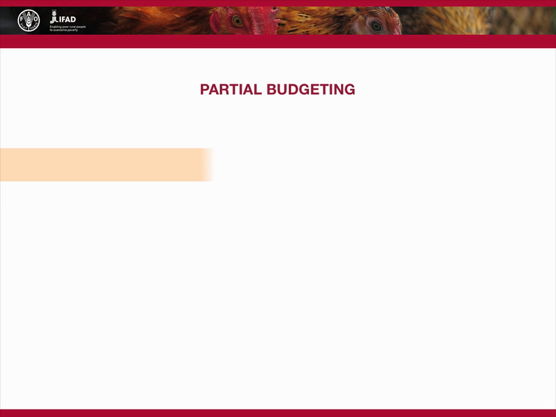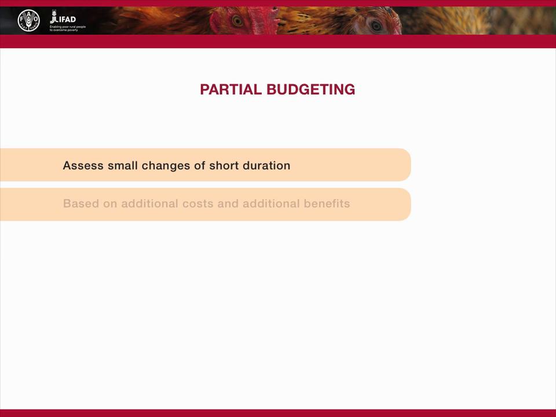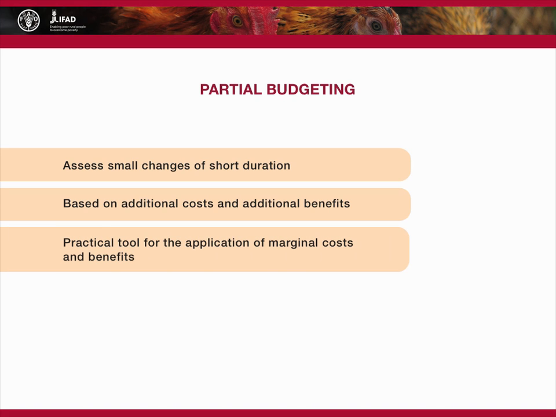Partial budgeting is a tool used to assess small changes of short duration. It is based on additional costs and additional benefits, and is a practical tool for the application of marginal costs and benefits. It is used for limited time frames, such as one production cycle or 1 year.